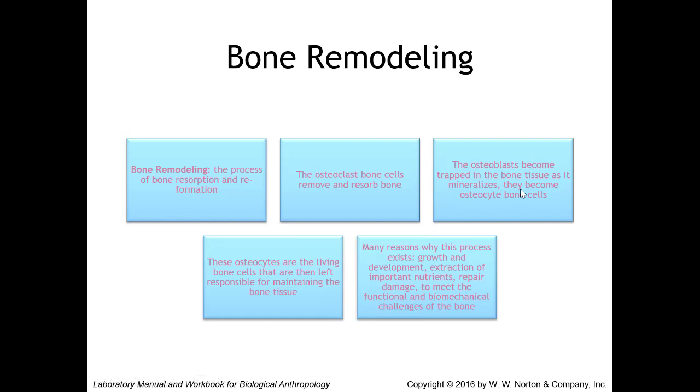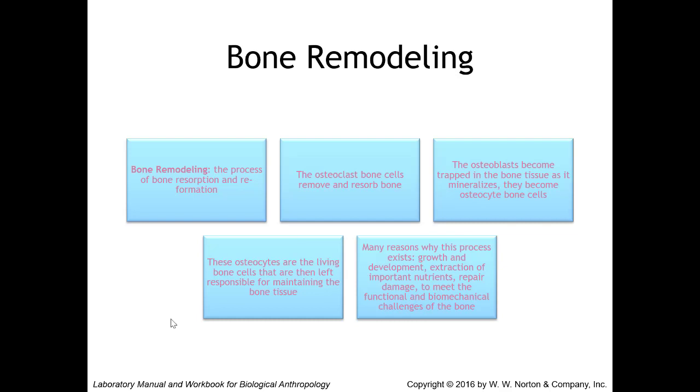Cytology is like the study of cells, right? Something like that. But blast is immature. So the osteoblasts become trapped in the bone tissue as it mineralizes, right? So osteoclasts come in, resorb the bone, right? The blasts come in, osteoblasts, they come in and they're trapped by the bone tissue. As it mineralizes, then they become your osteocyte bone cells. So the osteocytes are the living bone cells that are then left responsible for maintaining the bone tissue, right?